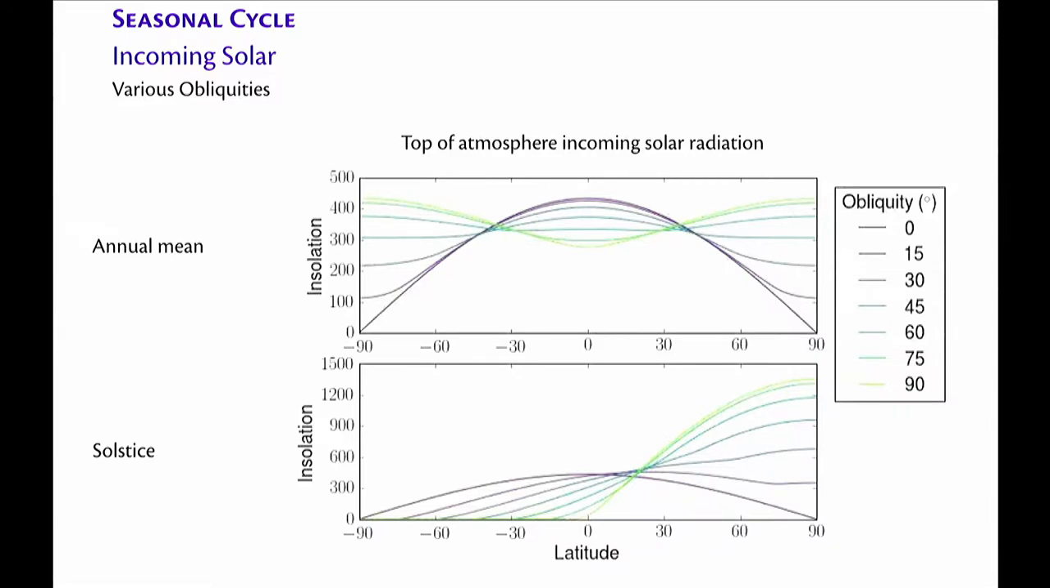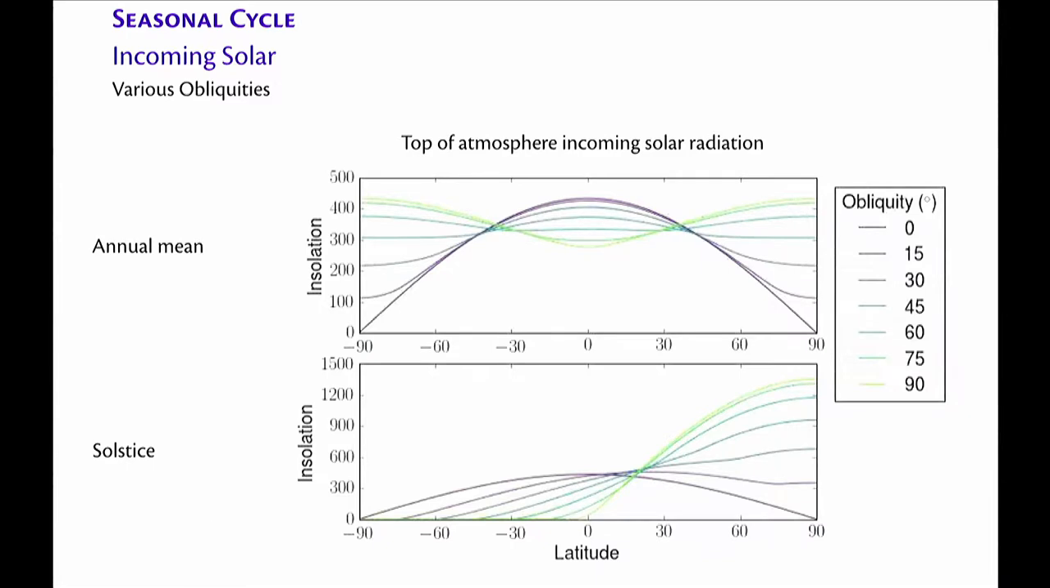It's 23. So, of course, zero obliquity is this line here. As you increase the obliquity, it's rather interesting. Well, perhaps it's easier to understand this one. This is the incoming solar radiation at solstice, when the sun is overhead at the latitude of obliquity. So if there's no obliquity, of course, you still get the same plot. Most incoming solar radiation at the equator, as you increase the obliquity, you get more and more incoming solar radiation coming in at higher and higher latitudes.